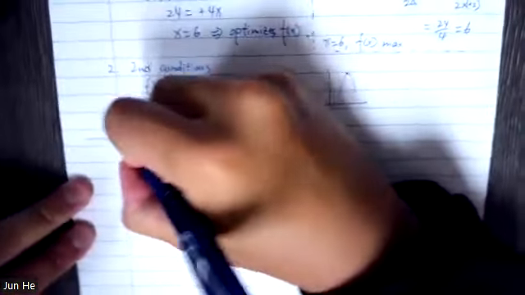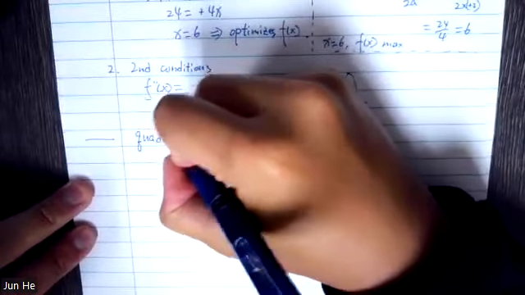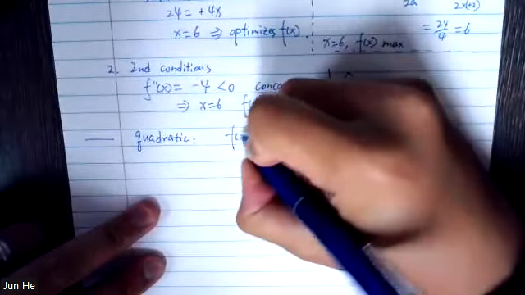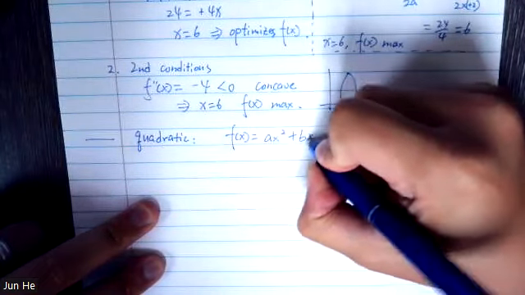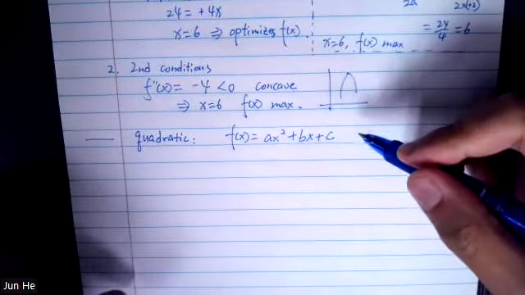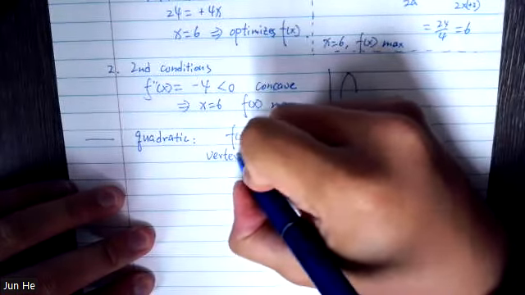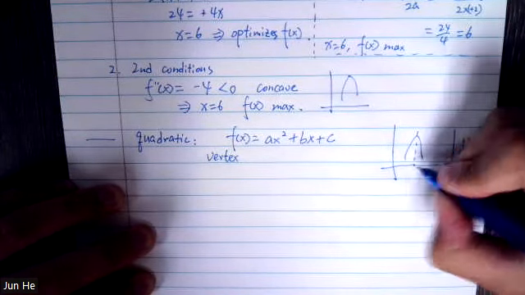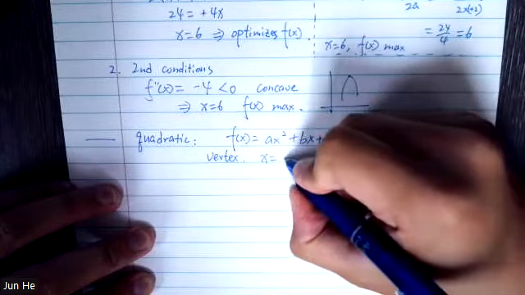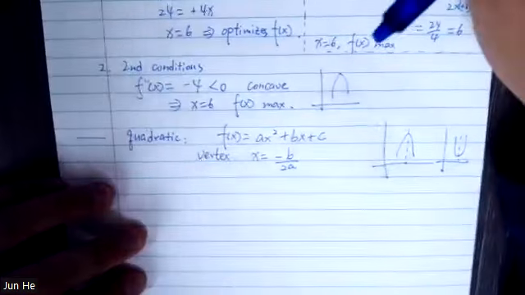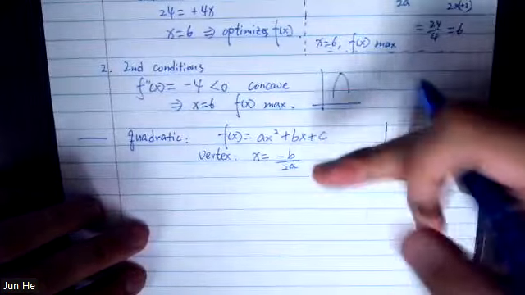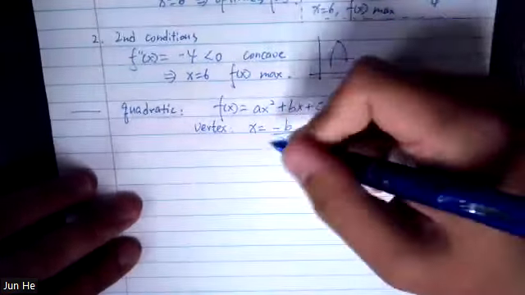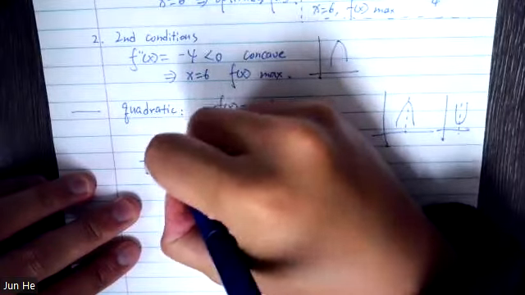Now that we are here, I'd like to point out a further point. Previously, for a quadratic, the function is ax squared plus bx plus c, right? And we say the vertex, where the function is maximized or minimized, is found by x equals minus b over 2a. Here I would like to show you how this vertex is found. This vertex is actually found by first order conditions.